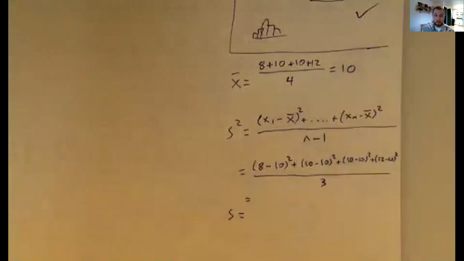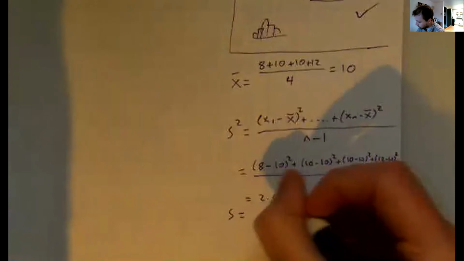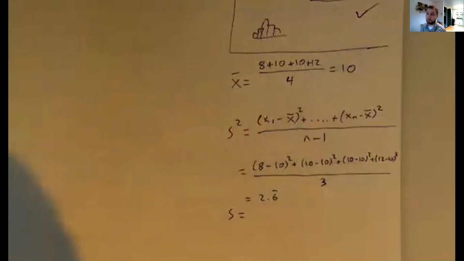Doing a little bit of mental math. This is -2 squared, so that's 4. So I have 4 plus 0 plus 0. 12 minus 10 is 2. 2 squared is 4, so I have 4 plus 0 plus 0 plus 4. I'm at 8. If I do 8 divided by 3, I end up getting 2.66 repeating as my variance.